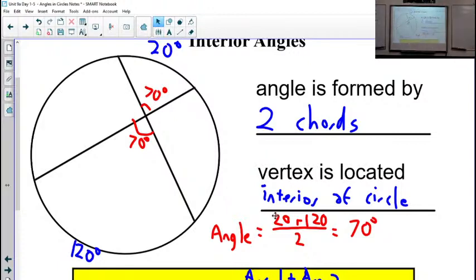So add the arcs, divide by 2 whenever our angle is inside of the circle.